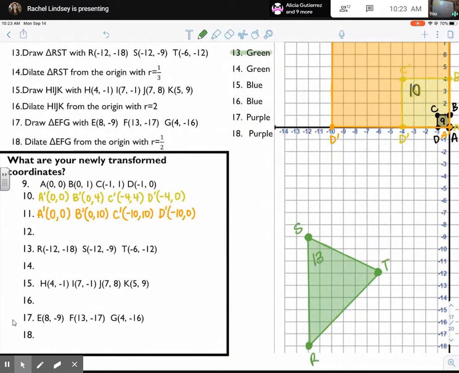After you graph number 13, number 14 wants you to multiply by a scale factor of 1/3. So you're going to multiply -12, -18, -9, and -6, all of those, by 1/3. It's also the same as dividing by 3, because whenever the numerator is 1, it's the same as just dividing by the denominator of the fraction.